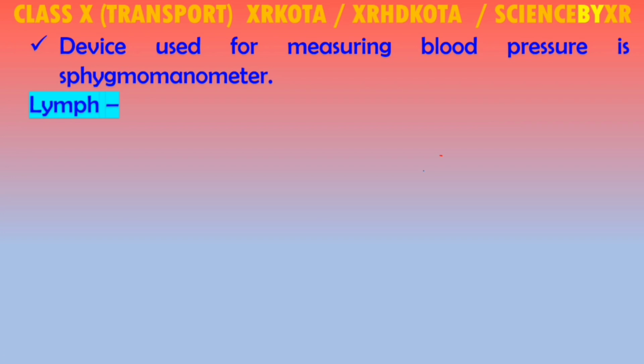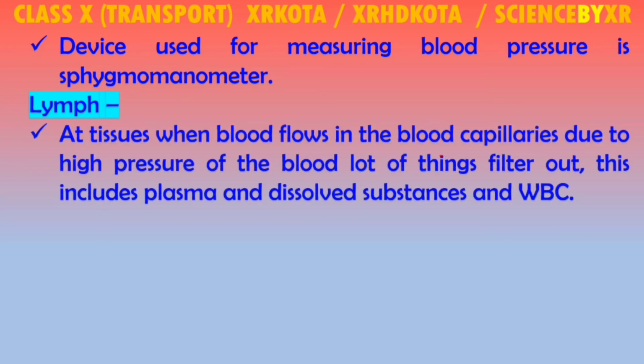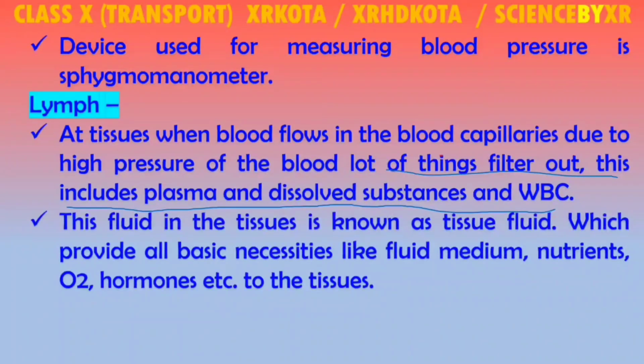Next is lymph. What is lymph? When the blood comes with the higher pressure in the capillaries, the walls of the capillaries are very thin. And they cannot withhold the blood, and a lot of substances along with the plasma come out into the tissues, and this is now known as tissue fluid.